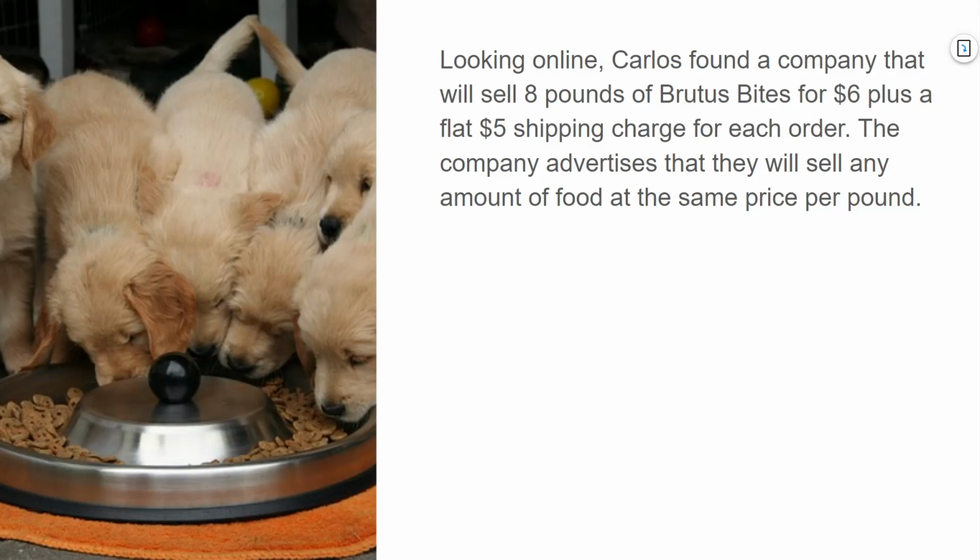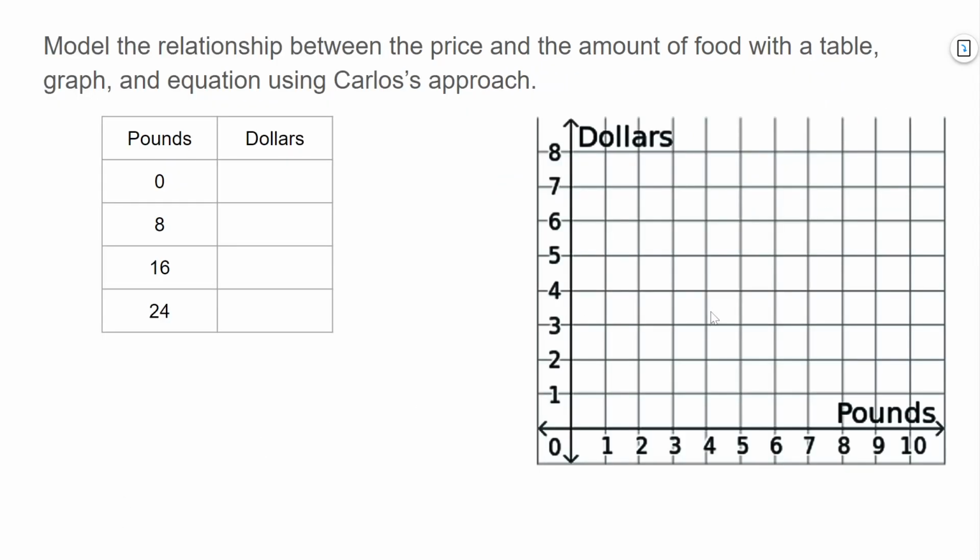So the company we're looking at sells 8 pounds of the Brutus Bites for $6 plus a flat $5 shipping charge for each order. And the company advertises that they will sell any amount of food at the same price per pound. So with Carlos, we are going to complete a table, and then we are also going to graph the information and write a function for it.